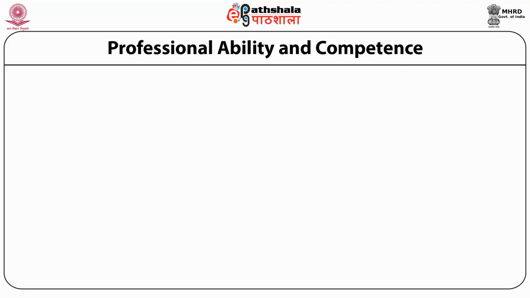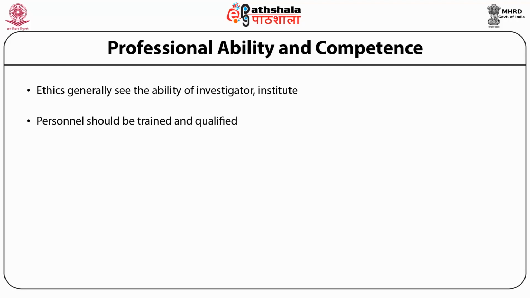Every individual who is conducting the research should have professional ability and competence. Ethics guidelines and ethics in biomedical research generally look at the ability of the investigator as well as the ability of the institute. The investigator who is conducting the research should be trained and qualified. If the person is conducting research in stem cells, they should have the ability to conduct that research and should be trained in stem cell research.